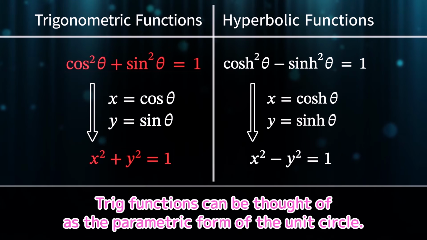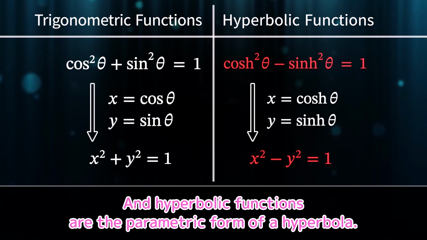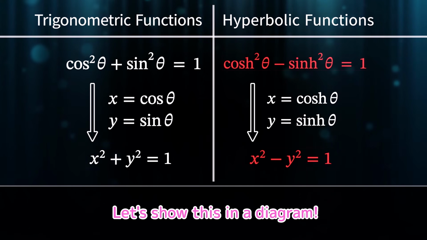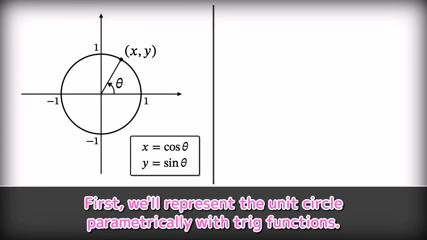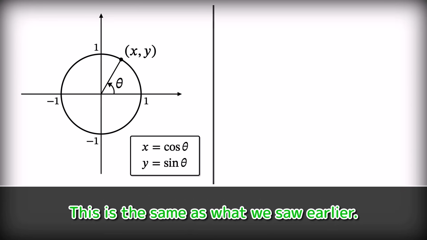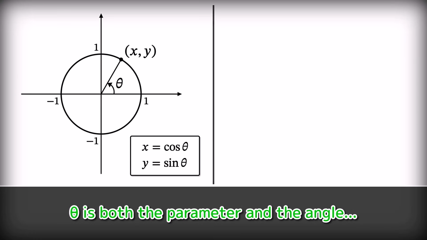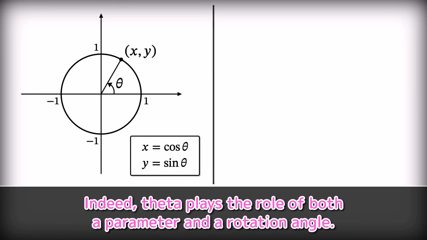Okay. Trig functions can be thought of as the parametric form of the unit circle. And hyperbolic functions are the parametric form of a hyperbola. Let's show this in a diagram. First, we'll represent the unit circle parametrically with trig functions. This is the same as what we saw earlier. Theta is both the parameter and the angle. Indeed, theta plays the role of both a parameter and a rotation angle.